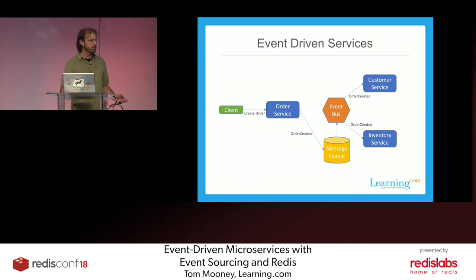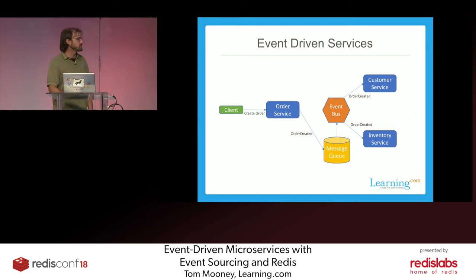So the system can now maintain both availability and consistency. If the customer service is down, the order service and the client don't really care. But the catch is that it's now eventually consistent. We can be assured that at some point, if the customer service goes down, once it comes back up, it can process all of the events that it has waiting in its queue, and its data will be updated. But we're not guaranteed that that's going to happen immediately, obviously.